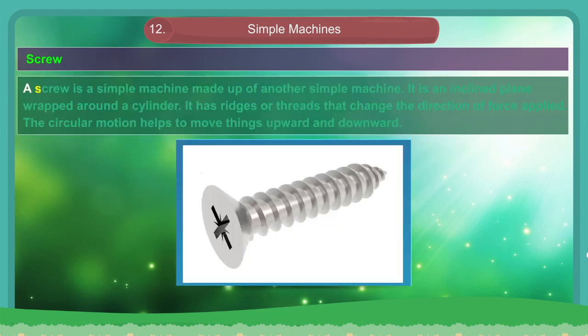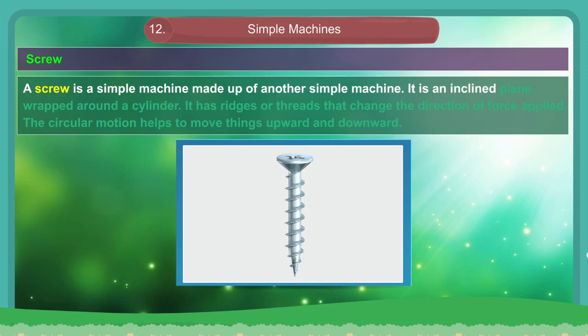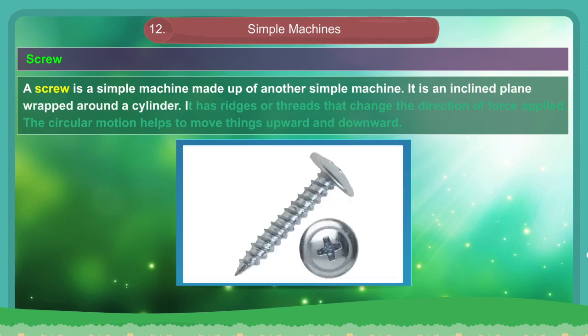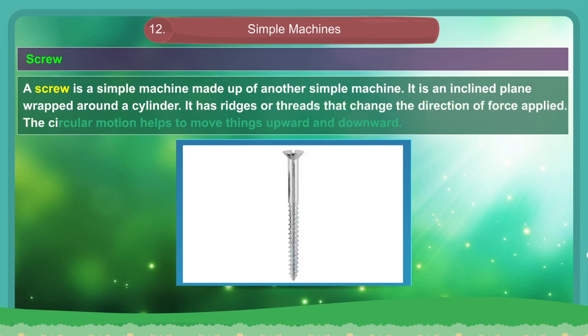Screw. A screw is a simple machine made up of another simple machine. It is an inclined plane wrapped around a cylinder. It has ridges or threads that change the direction of force applied. The circular motion helps to move things upward and downward.